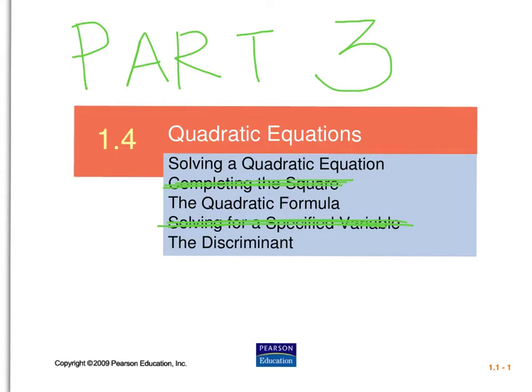Alright, this is lesson 3, or part 3 of lesson 1.4 on quadratic equations, and we'll be solving a quadratic equation using the quadratic formula, and then we will be evaluating the discriminant to determine the number of solutions to a quadratic equation. We've already covered completing the square, the zero product property, and the square root property in previous videos.